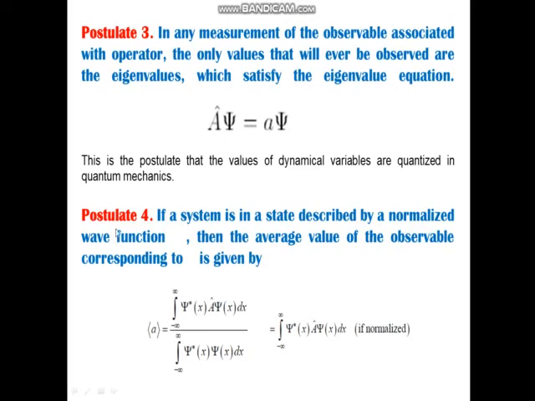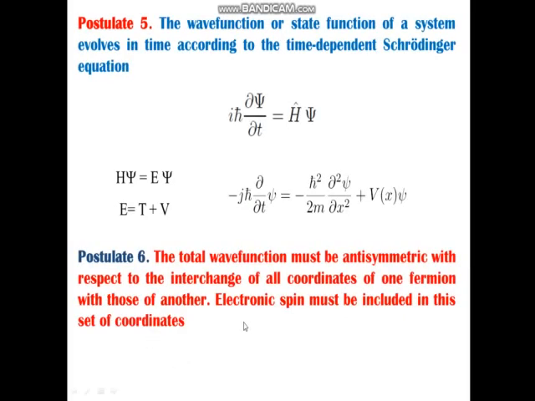Okay. And the fourth postulate is, if a system is in the state described by a normalized wave function, then the average value of an observable corresponding to the wave function is given by, here, A average is equal to the integration from minus infinity to plus infinity of psi star A cap psi divided by the integration of psi star into psi into dx. So this is the average value of an observable according to the fourth postulate.